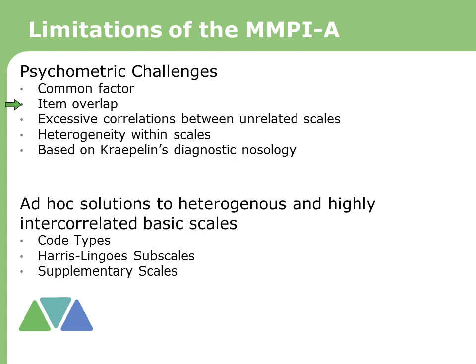This overlap was made worse with the basic scales because of the degree of item overlap. For example, the item, "I do not seem to be as happy as others appear to be," appears on 6 different scales on the MMPI-A, including 4 of the basic scales. This produced excessive correlations between unrelated scales. Scales like, for instance, scale 2 and scale 8, which should not be highly correlated, end up having a significant correlation. And within scales, there was substantial heterogeneity.